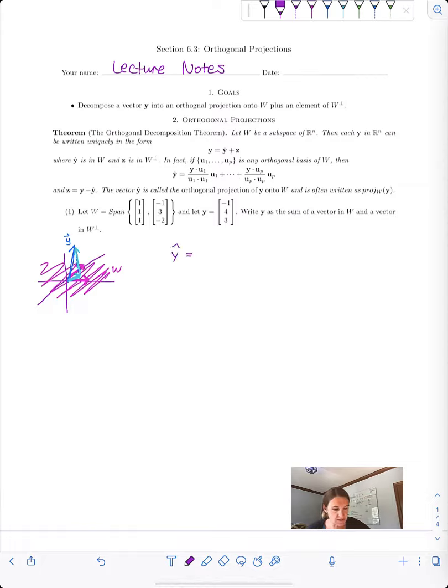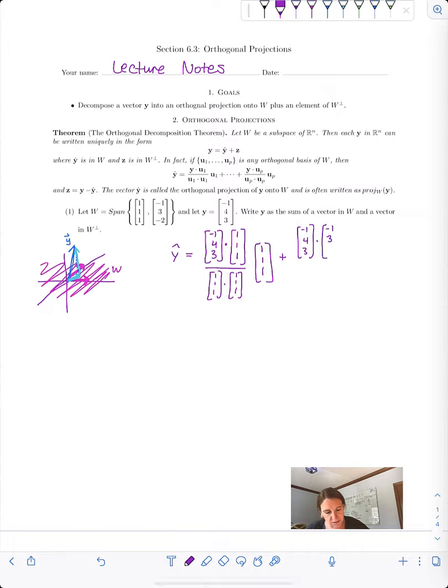So y hat is given by, we first take the dot product of y with our first vector in our basis for W over its dot product with itself, and then we multiply that. That gives us a number, a fraction, and we multiply that by the vector. And then we do the same thing for y with the second vector, -1, 3, -2 here, and we dot that with itself, and then times the vector.